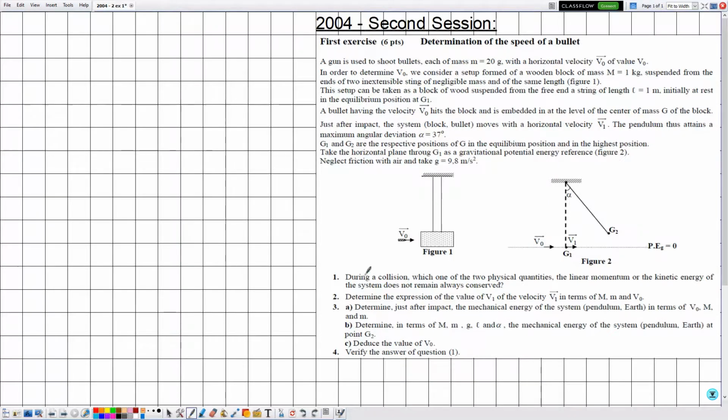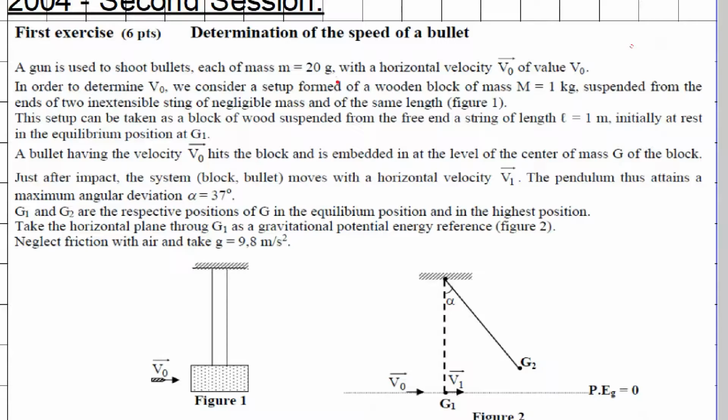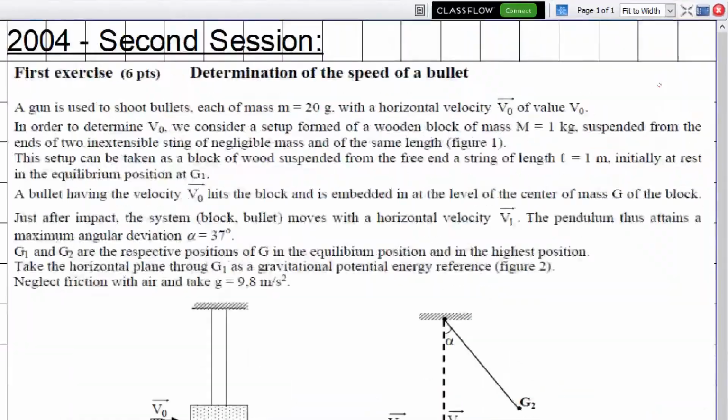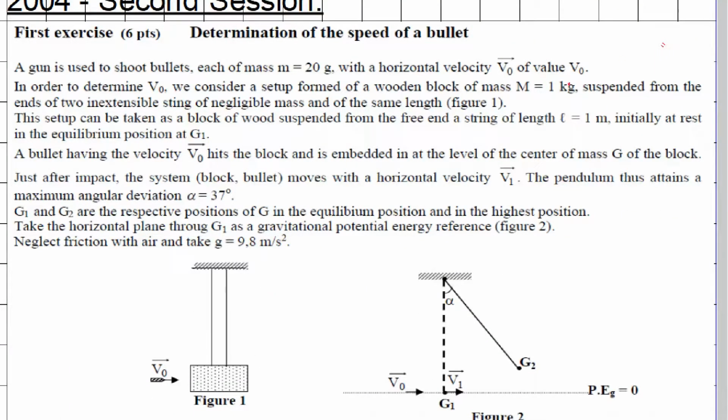A gun is used to shoot bullets, each of mass m equal to 20 grams. Knowing that the SI unit of mass is not grams, in order to convert from grams to kilograms, we divide by 1000. Then the mass eventually is given by 0.02 kilograms, with a horizontal velocity of value v0. The aim of this exercise is to determine the value of v0, which is the speed of the bullet.